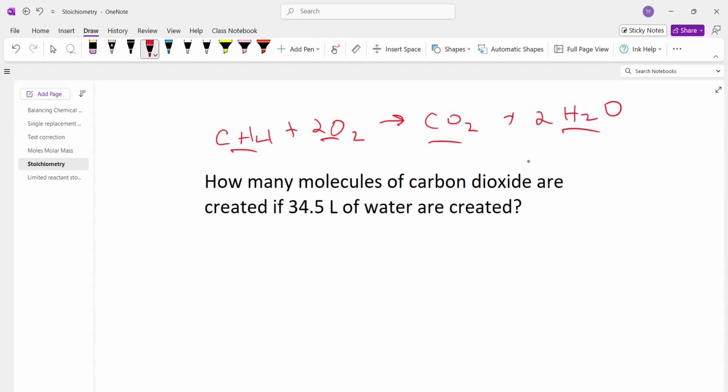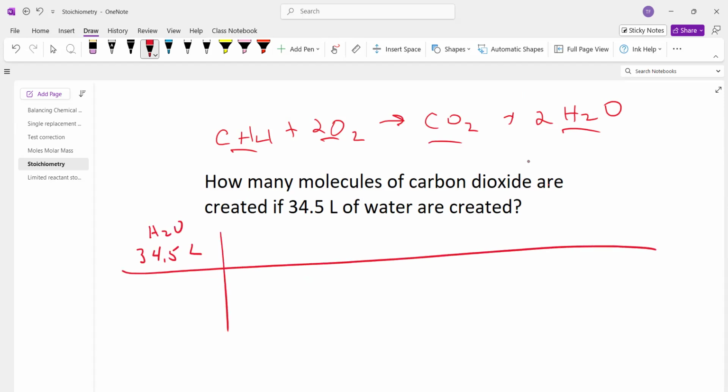What's the given? The only number there. Starting to catch on. We're trying to calculate number of molecules of carbon dioxide. Number of molecules. That's Avogadro's number, 6.02 times 10 to the 23rd.